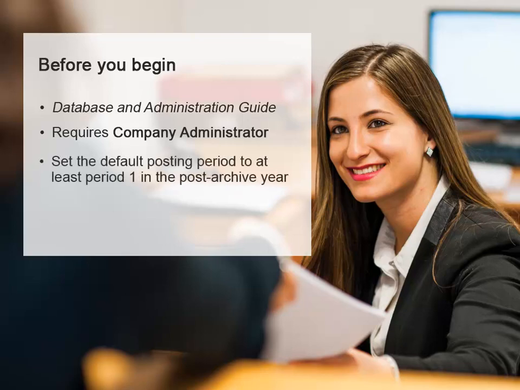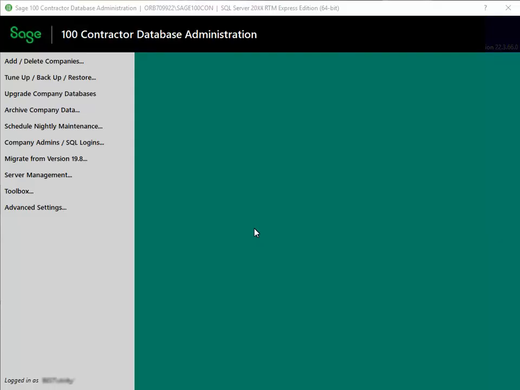When you advance the period during the archive process, you must set the default posting period to at least period 1 of the year that follows the year being archived. Verify that all journal entries for the fiscal year you want to archive are entered. The archive process takes place in Database Administration. Log into Database Administration for Sage 100 Contractor to begin the archive process. In Database Administration, select Archive Company Data.